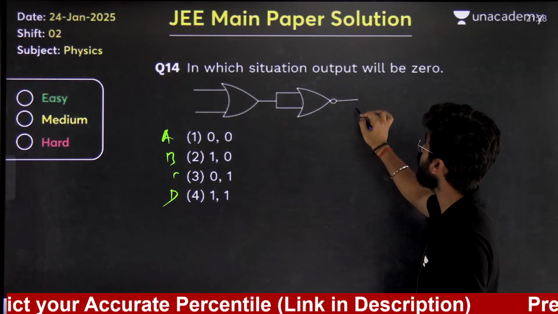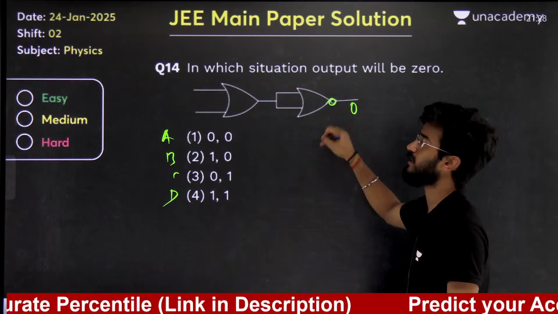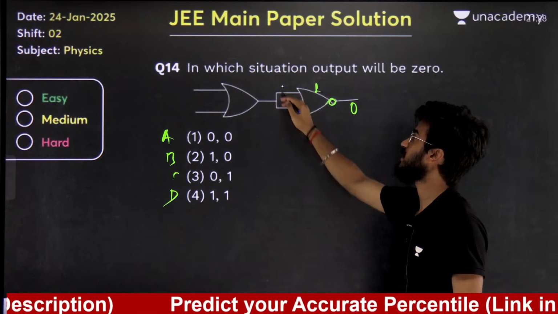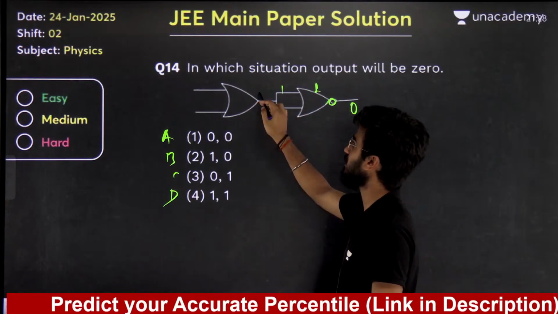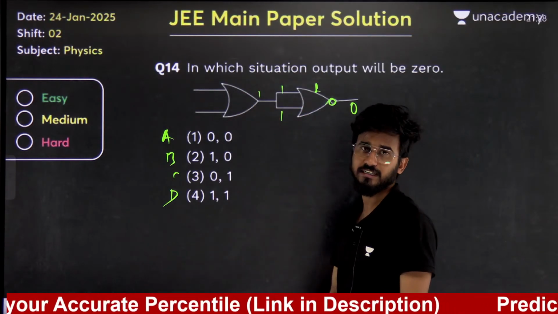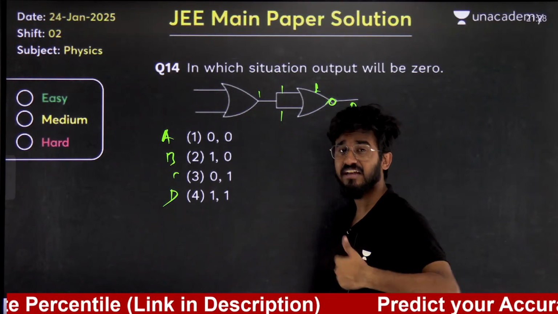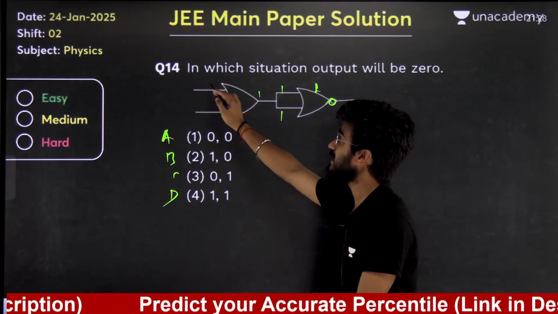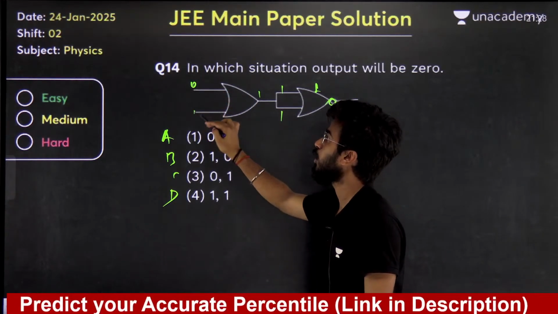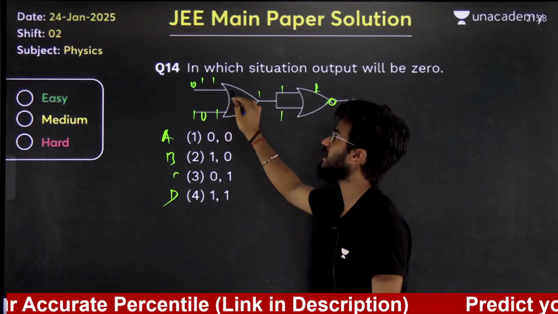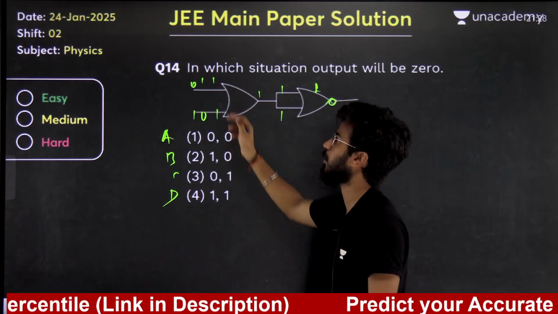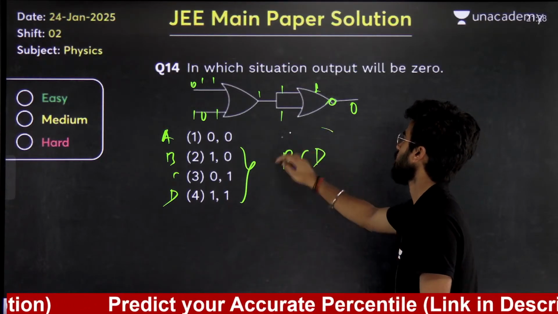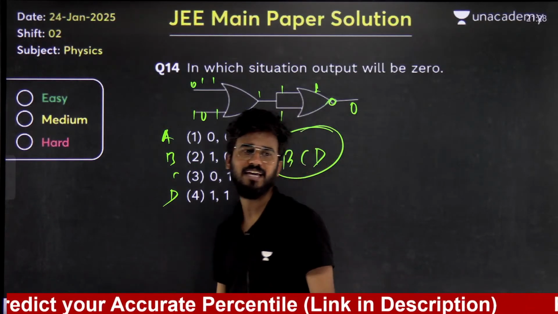If the output is 0, here it is a NOT gate, so here it should be 1. And if it should be 1, these are the same, so here it should be 1, 1. It means the output is 1, and this is the OR gate. If the output of the OR gate is 1, it means the inputs are either 0, 1, or 1, 0, or 1, 1. So there are 3 possibilities. So B, C, D, these 3 options can be correct.